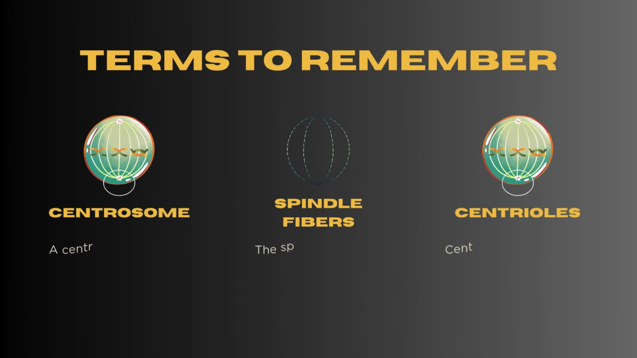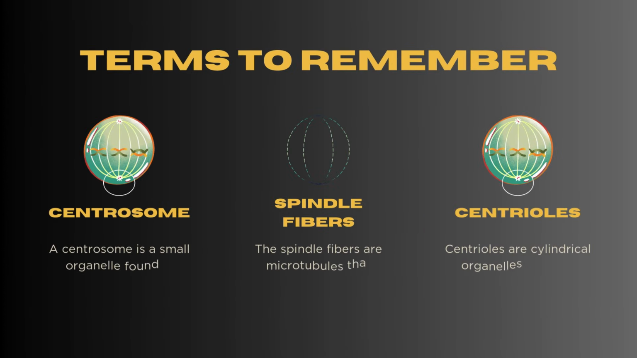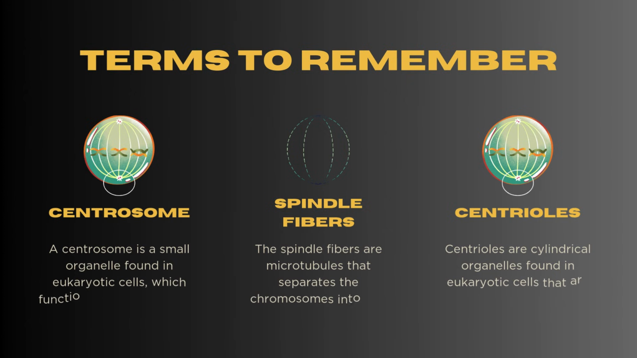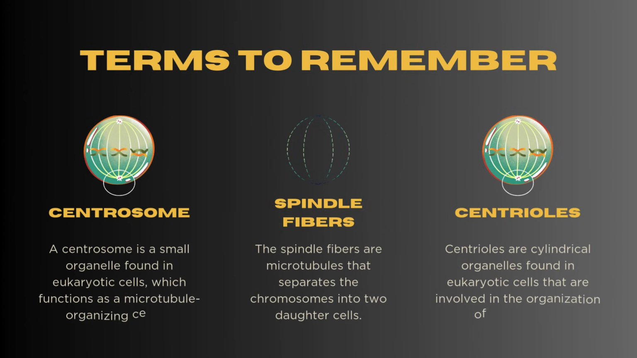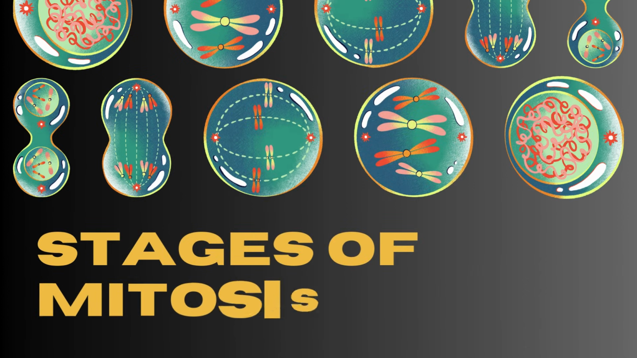More key terms. Spindle fibers. These are like ropes that pull chromosomes apart during mitosis. Centrioles. Tiny structures that help organize spindle fibers. Centrosome. The area in the cell where spindle fibers are formed. It's like the control center for cell division. Mitosis happens in 5 stages: prophase, metaphase, anaphase, telophase, cytokinesis. Each stage has a specific role in making sure the cell divides correctly. Let's look at each one in detail.